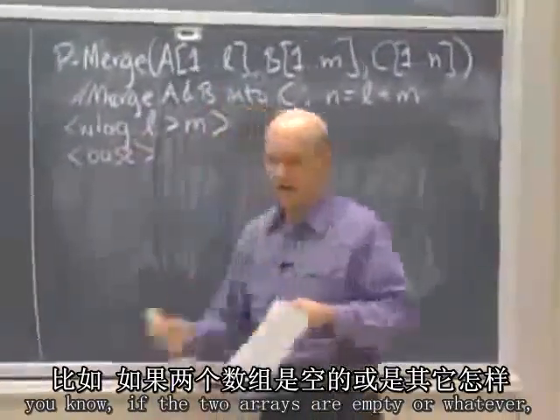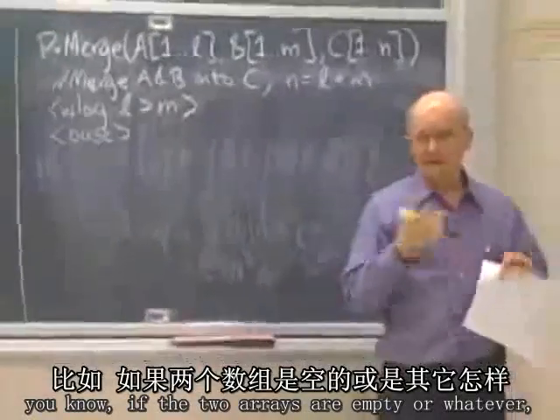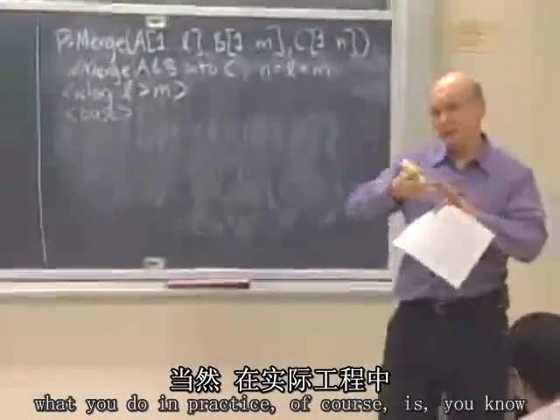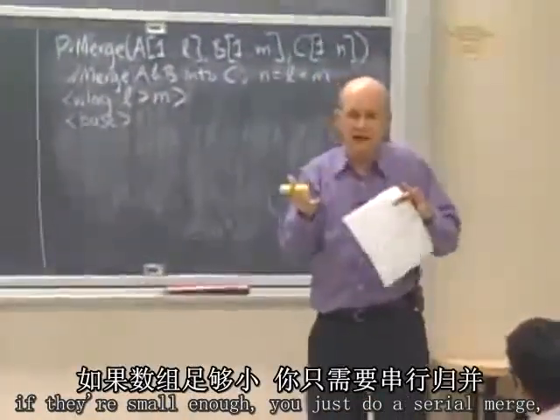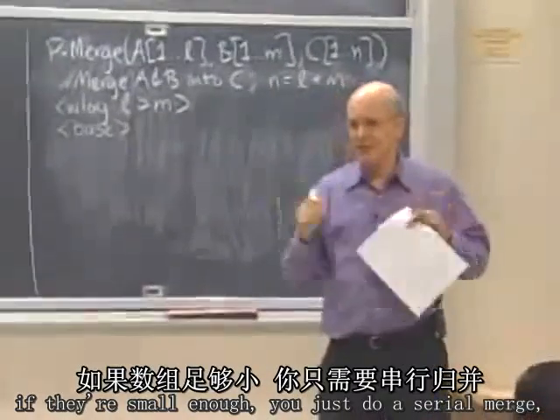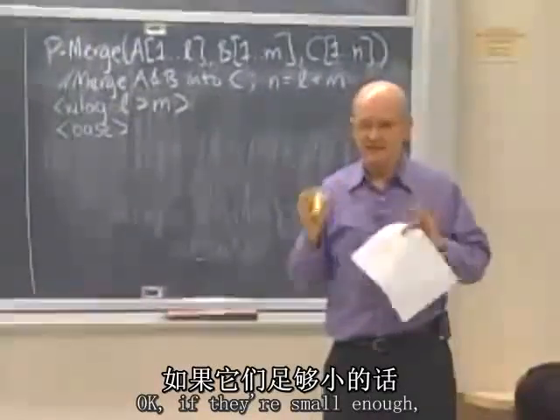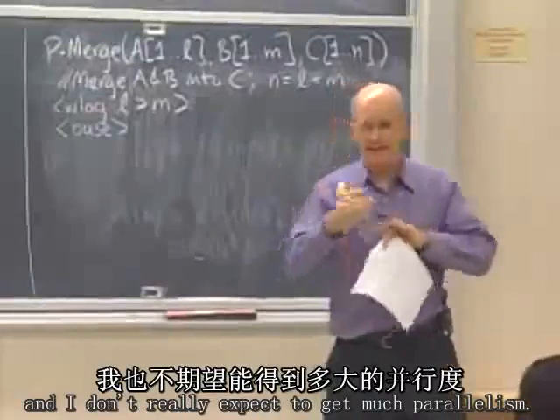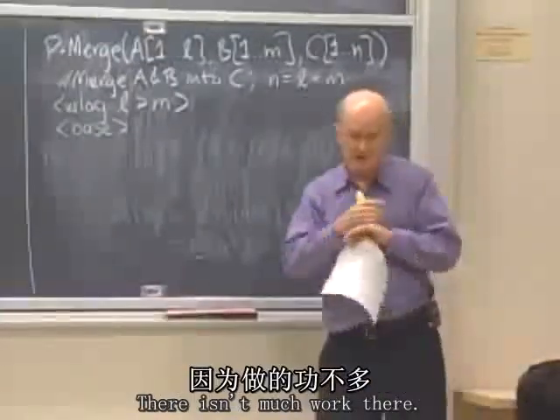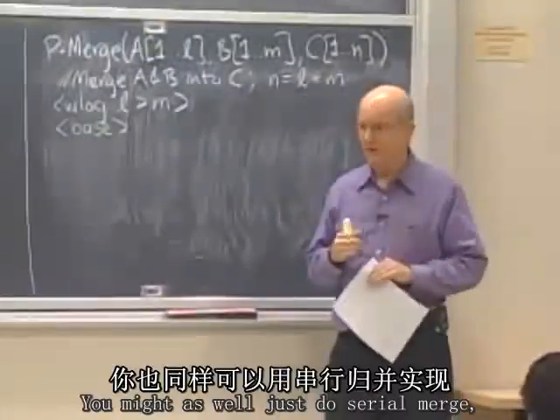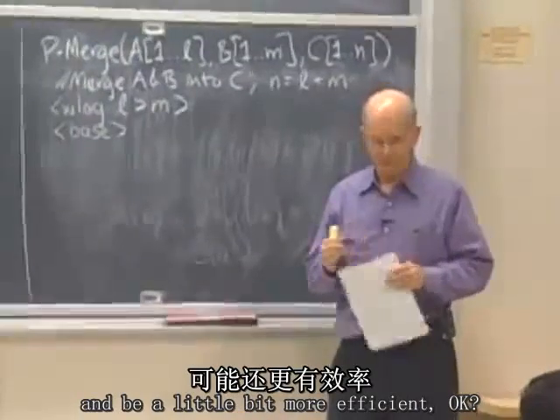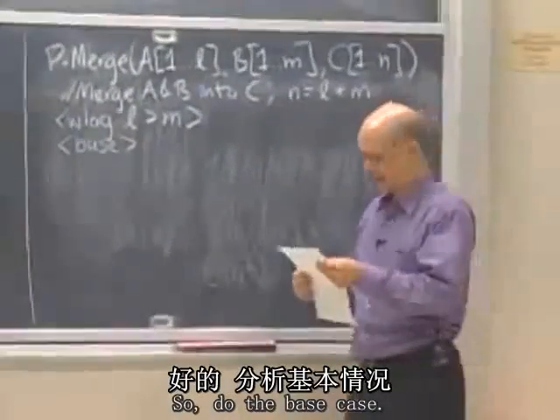You know, if the 2 arrays are empty or whatever, what you do in practice, of course, is, if they're small enough, you just do a serial merge. Okay? If they're small enough, and I don't really expect to get much parallelism, there isn't much work there. Might as well just do a serial merge, be a little bit more efficient. Okay? So do the base case.